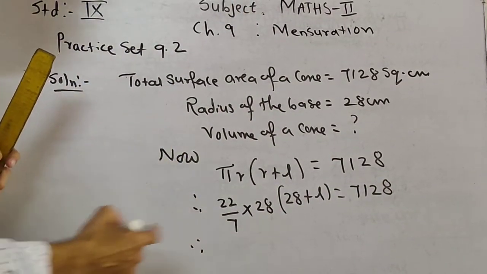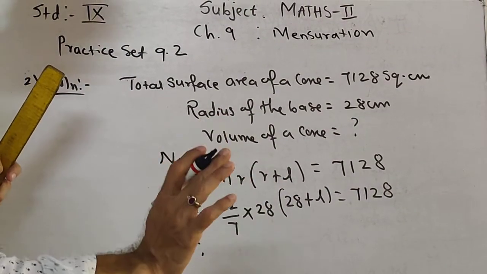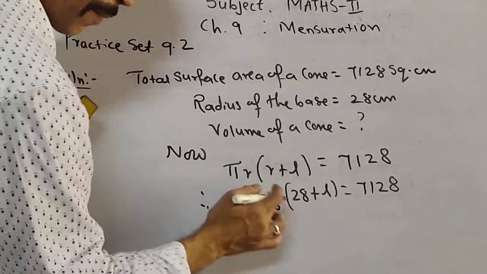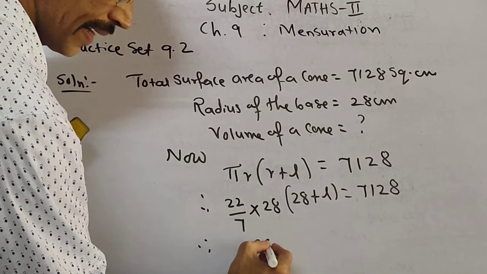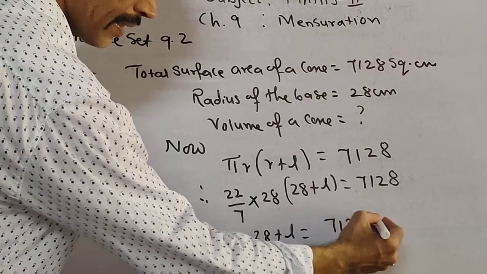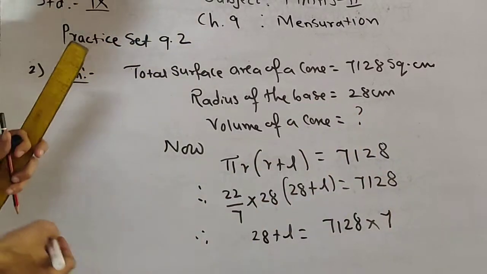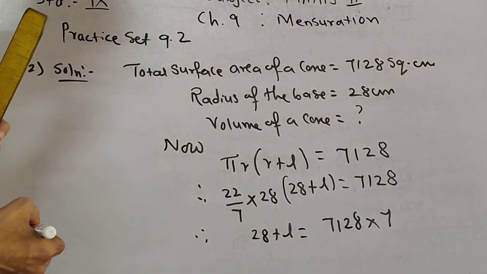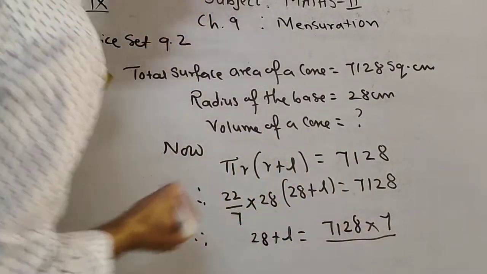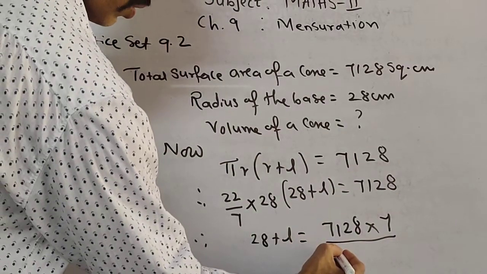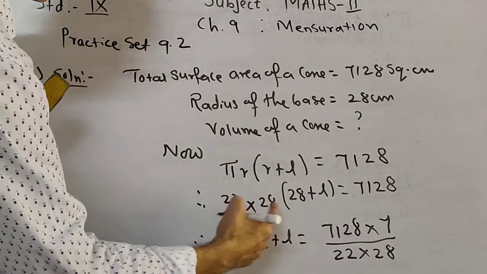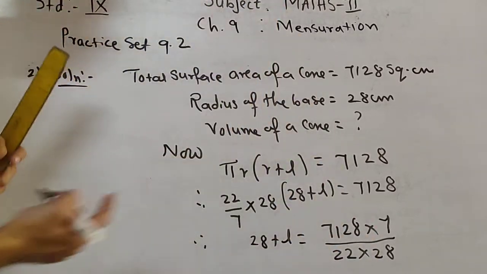Now no cancellation here. Don't do any cancellation. Just shift the number first. Down number will come up. Up number will go down. So 28 plus L is equal to 7128 into 7 upon 22 into 28. The 7 will come up, and the 22 into 28 will come down.